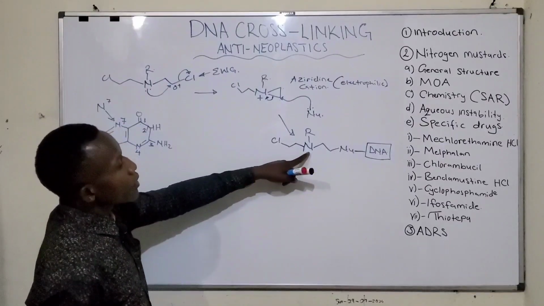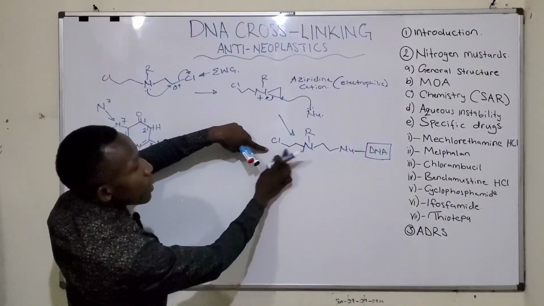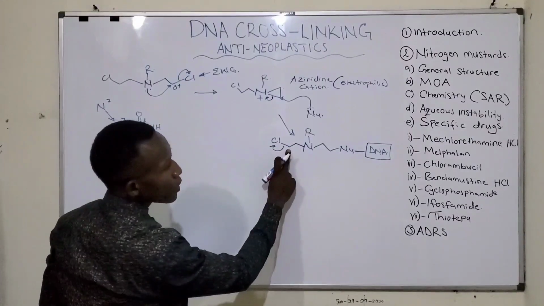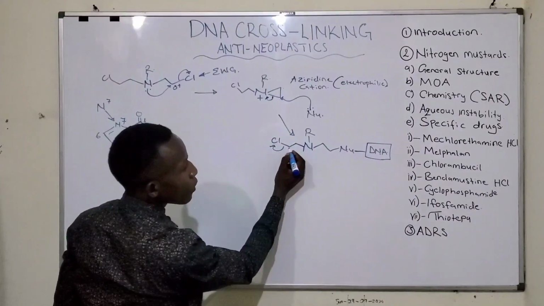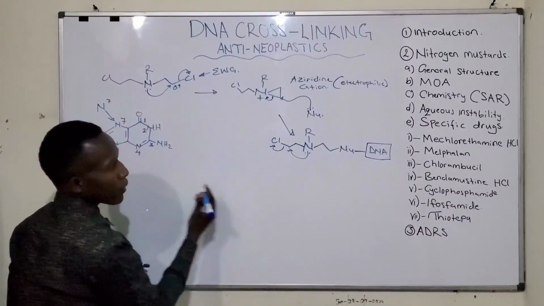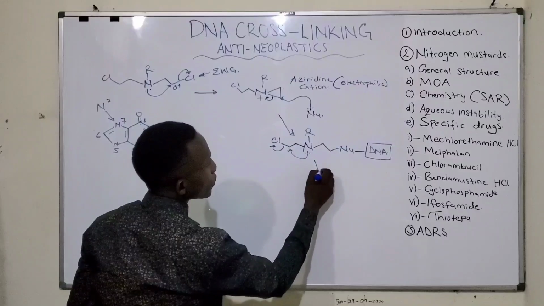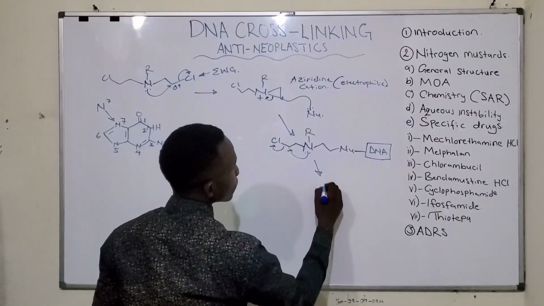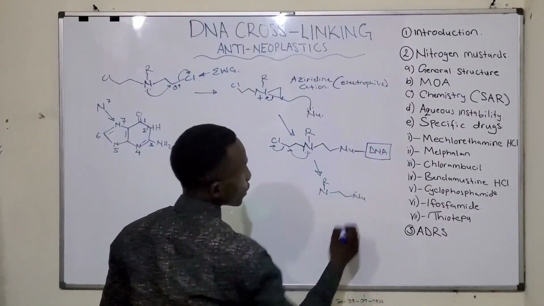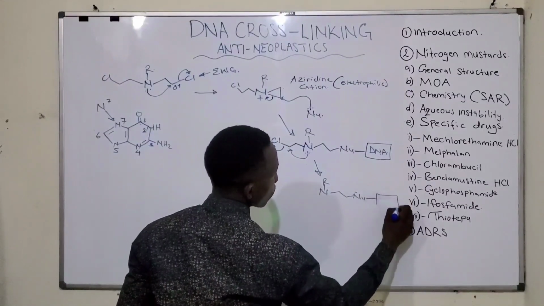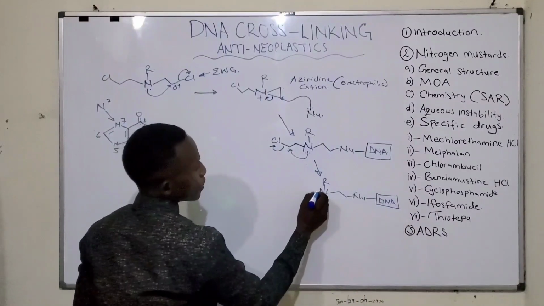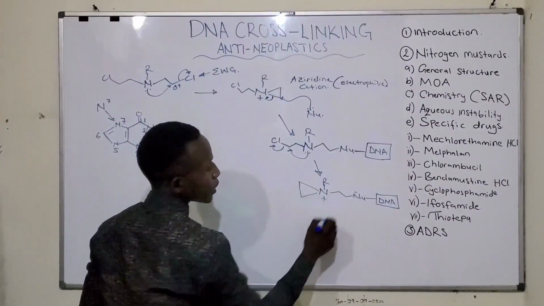Then it's the same mechanism which will happen to this arm also. This one will take the electrons toward itself, leaving this carbon unstable. This one will attack the carbocation, meaning that the chloride will go away. Then we have the N with R. Here we have the nucleophile, which is the N7 on the guanine on the DNA. Here we shall form the aziridine cation again.